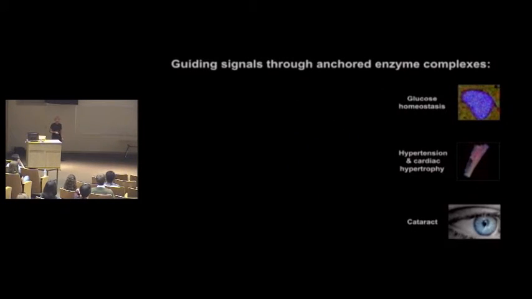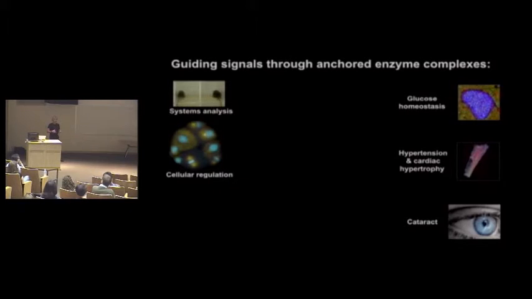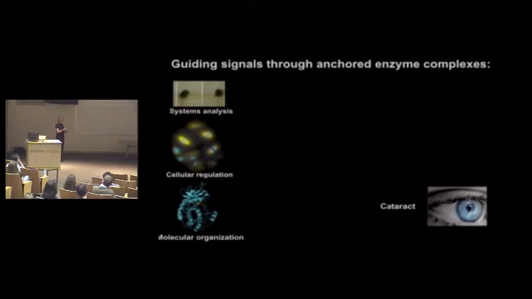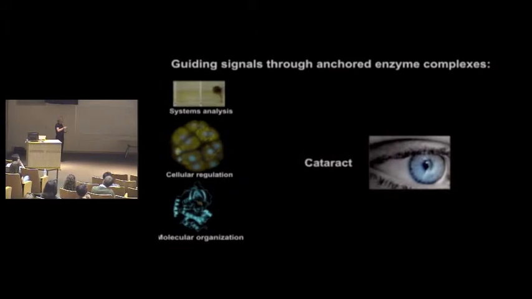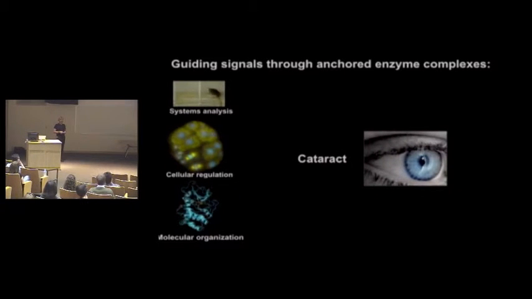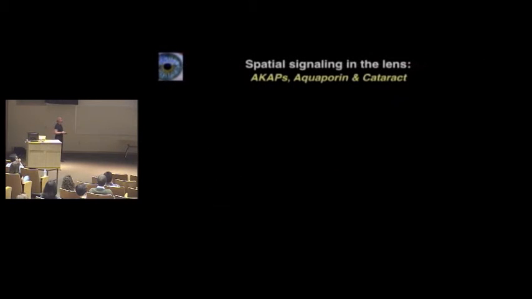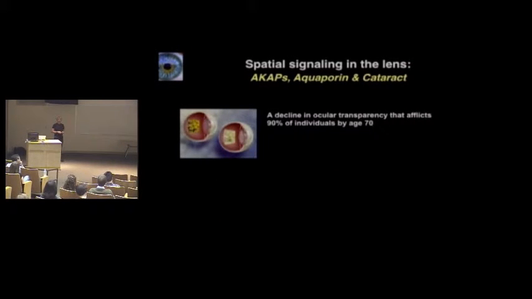Now, the way that we study these traditionally has been to start with the system, whether it be a mouse or a human, move towards the cell, and then drill down towards the molecular organization and the molecules. And it's that roadmap that I'm going to follow today in the context of this complaint of cataract. Now, cataract is induced by diabetes, but it's an extremely common problem as people age. In fact, it's the decline in ocular transparency that afflicts 90% of individuals by the age of 70.